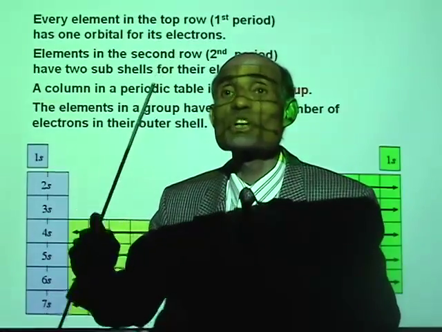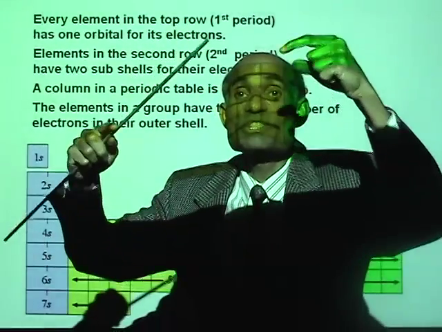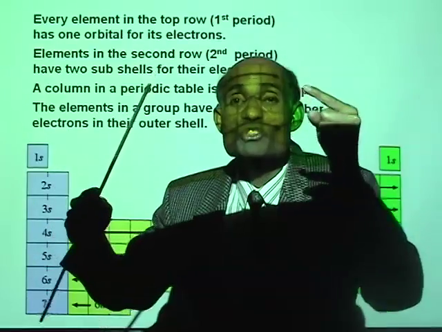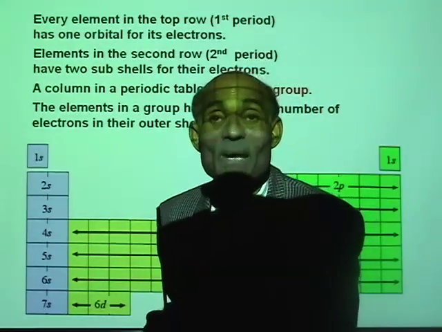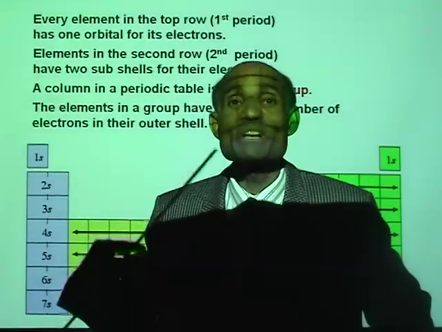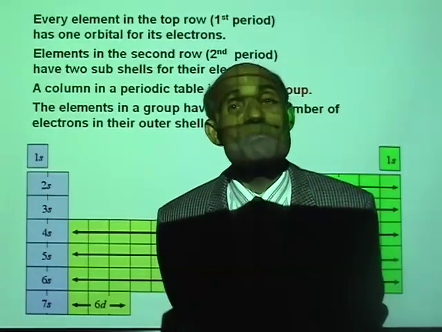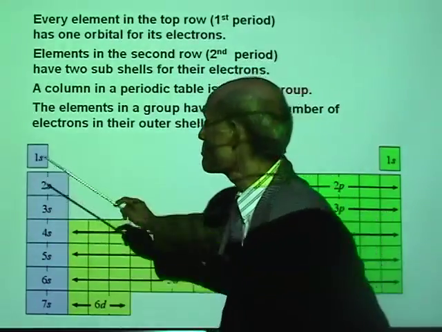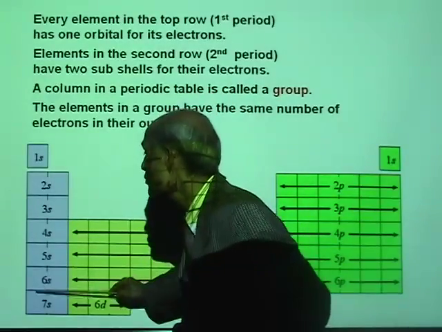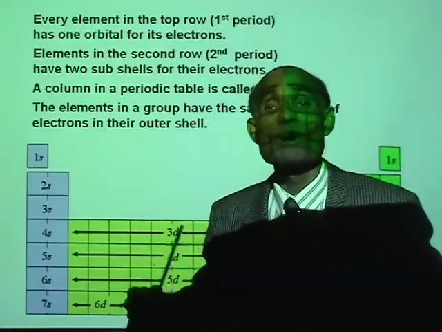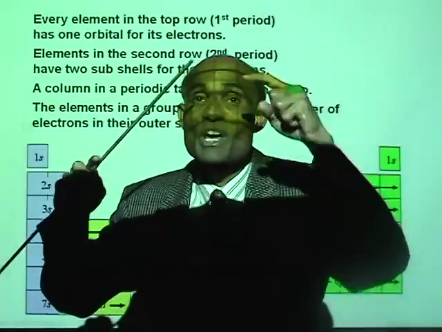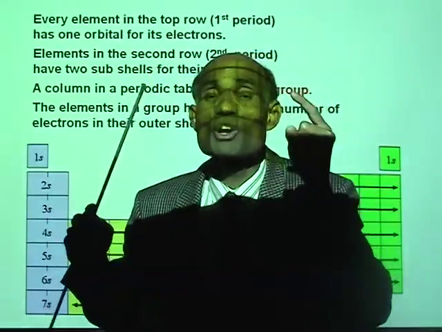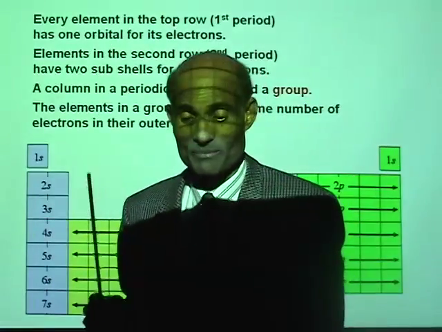All the elements in a group have the same number of electrons in the outermost shell, and that makes them all behave similarly in chemical reactions. The chemical properties of elements in a group are all the same because they all have the same number of electrons in the outer shell.